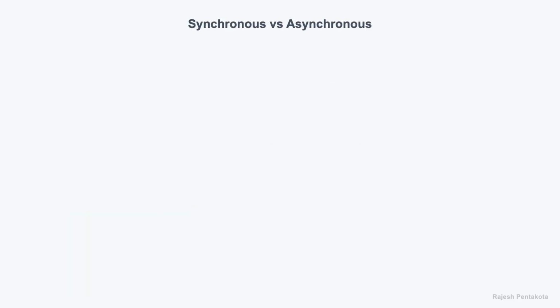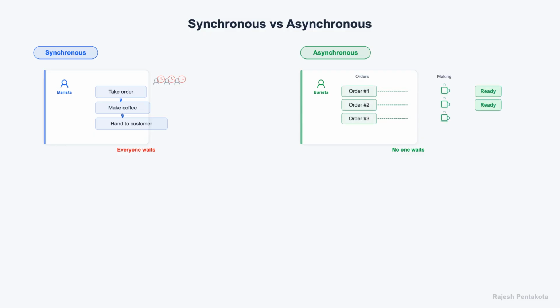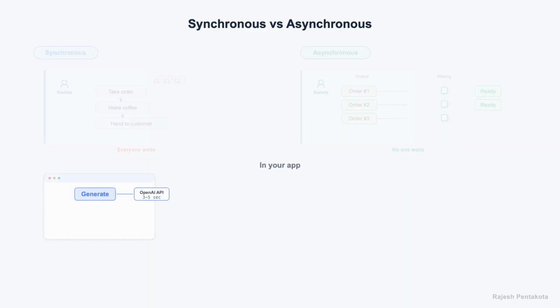Picture a coffee shop. A synchronous barista takes your order, makes your coffee, hands it to you, then takes the next person's order. Everyone waits. An async barista takes your order, gives you a number, and starts helping the next person while your coffee is being made. In your app, when a user clicks Generate and you call OpenAI, that takes 3 to 5 seconds. If you do that synchronously, the whole UI freezes. Nothing responds.